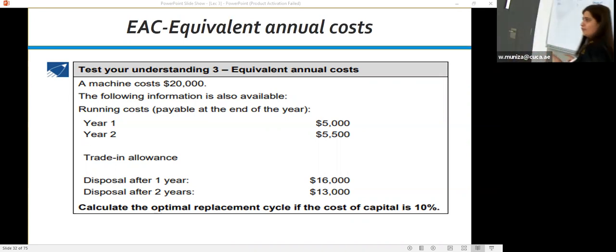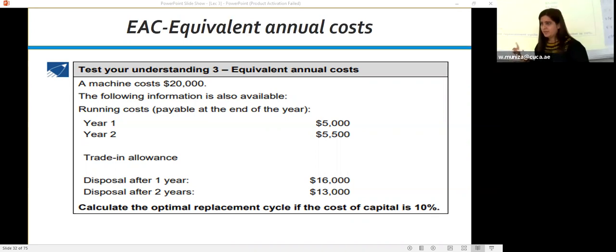Now look, we are considering whether we should be replacing the asset after 1 year or after 2 years. If we are replacing it after 1 year, then the trade-in allowance after 1 year is going to be considered. If we are disposing it after 2 years, then the second year disposal allowance is going to be considered. Got it? So it is 13,000. So calculate the net cash flows. Apply the discount factor of 10%. Calculate the NPV.